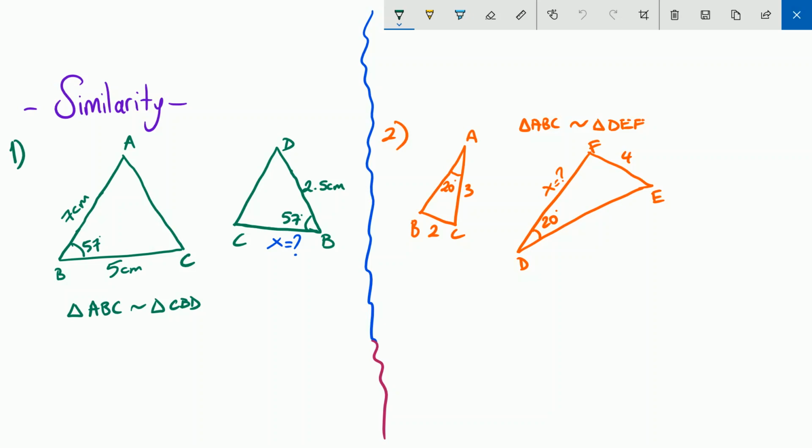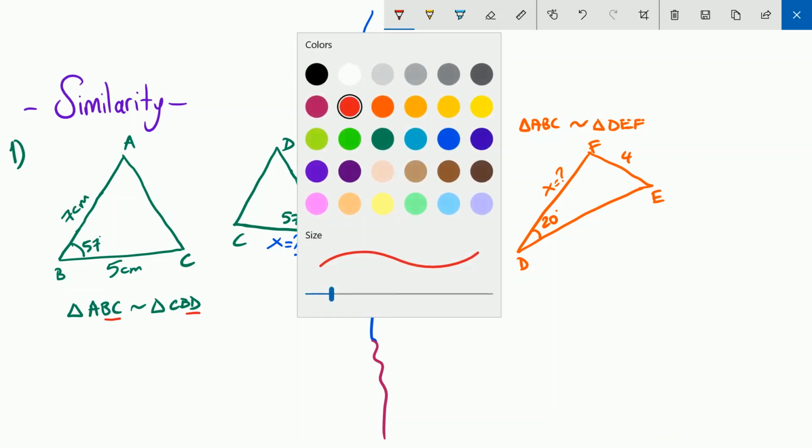First question, we have two triangles. They are similar to each other. Triangle ABC is similar to triangle CBD. Using the letters, the side BC is similar to the side BD. Okay, let's create the ratio.